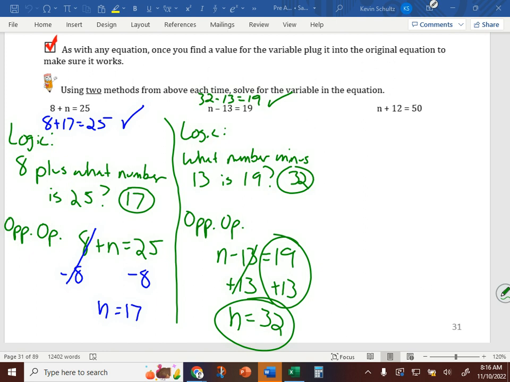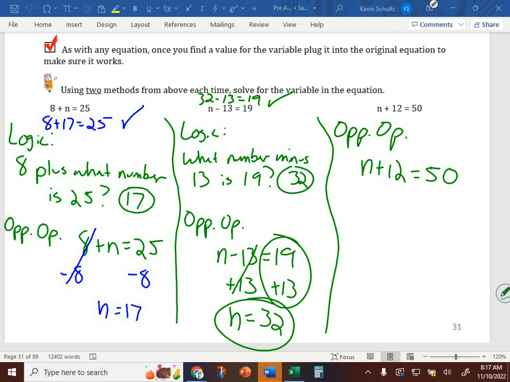Okay. Another hand up. Ryan, William, was one of you? Did you have your hand? No? Okay. Last one: n plus 12 equals 50. Let's not do the logic, let's do opposite operations. Go ahead and use opposite operations to solve for n. Show the work, please.